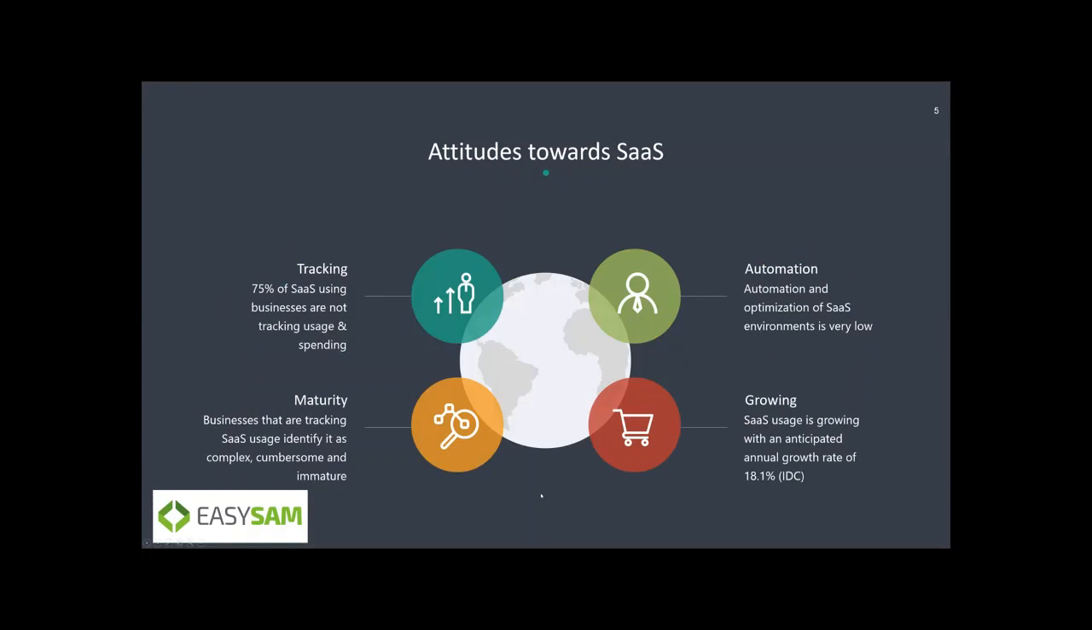The product that we're talking about today, SAMplicity 365, is very much focused in the SaaS space, and we know from some research that was done by the guys at the Business Software Centre that a lot of organisations who are using SaaS are not tracking what is being used and what their spend is. They're not keeping an accurate eye on that. 75% of SaaS using businesses are not doing that. Those who are using SaaS are frustrated at low levels of automation and how difficult it is to optimize those environments. They also recognize that trying to track SaaS usage is very complex and very immature.